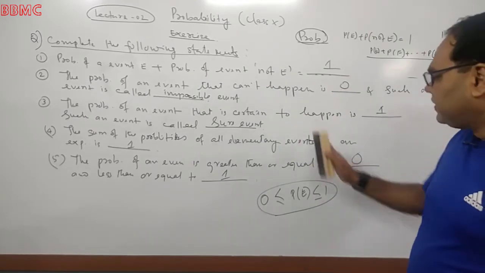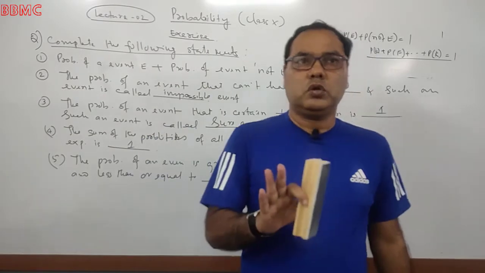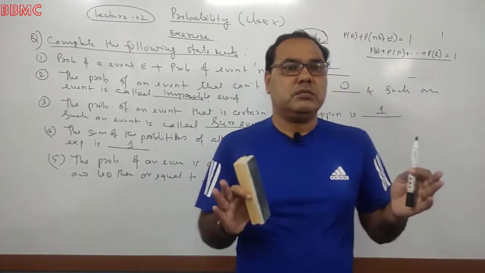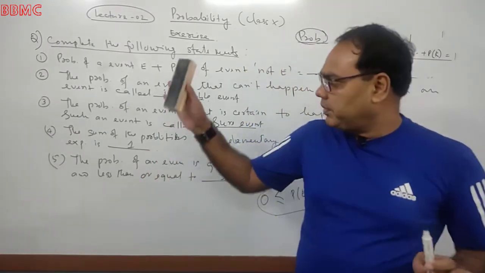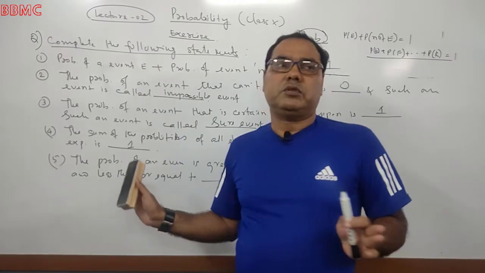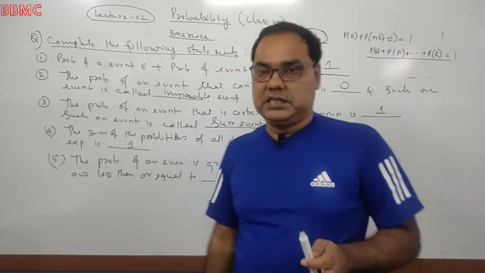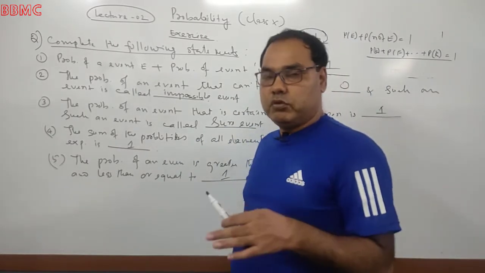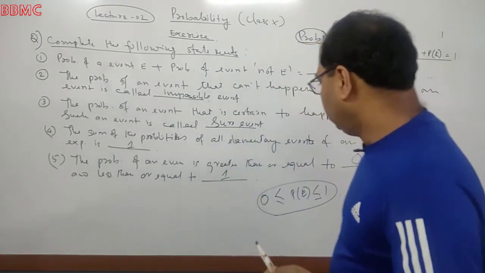This is a very easy problem. I have already told you to go through the definitions in detail. If you try to learn the definitions in detail, then there is no problem, because all results come from the definitions of probability: certain event, sure event, impossible event, random experiment. Okay, these are the main ones.